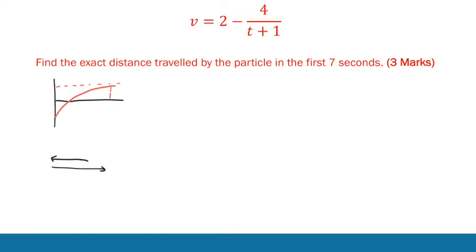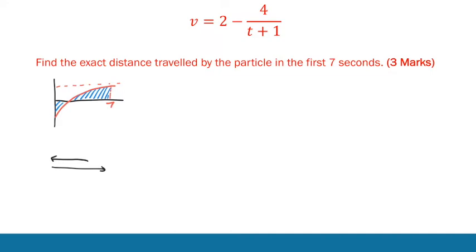The first way to do it is that you can always consider distance traveled as area under the velocity curve. So I've just drawn the velocity curve there. That's the 7-second mark. You can always consider distance as an area underneath the velocity curve, provided you account for negative areas, and we've got one in this question.